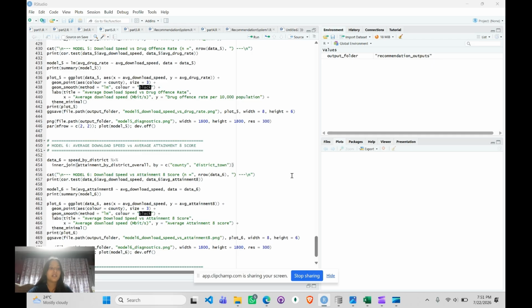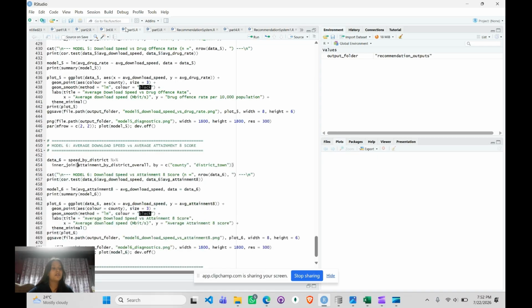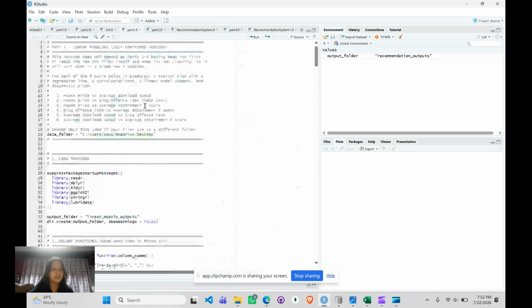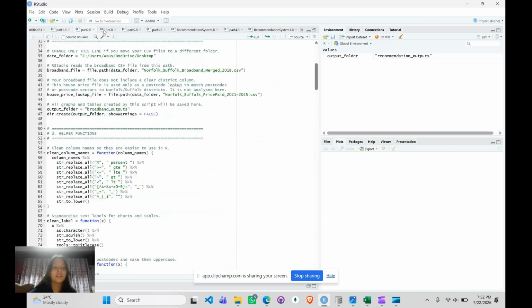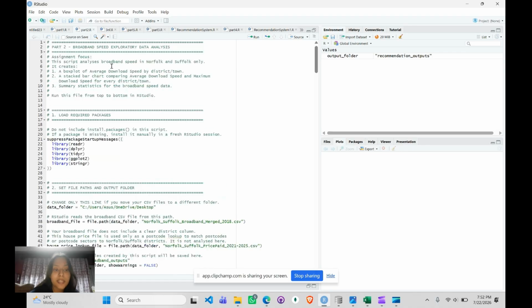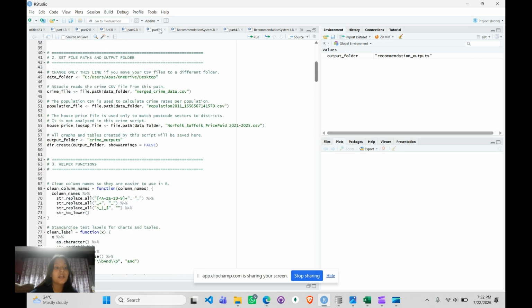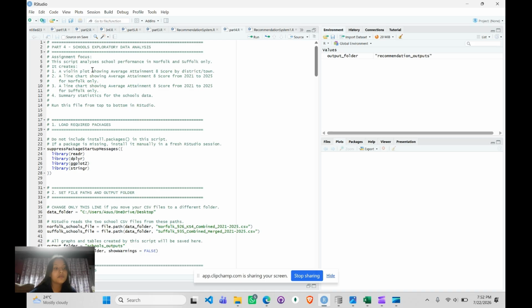So the next step was data cleaning. As you can see on my screen, the data were divided into parts. Part 1 included house price EDA, Part 2 included broadband speed exploratory data analysis, the third part included the crime data set, and the fourth part included school data. The fifth part is linear regression, that is linear modeling.